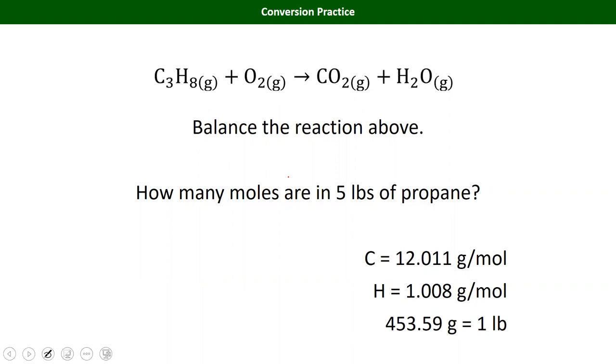So let's do this problem. Start by balancing. Figure out what's being oxidized and what's being reduced. And then figure out how many moles are in 5 pounds of propane. It's been a long time since we did a conversion problem, right? So refresh your memory on how to do this.